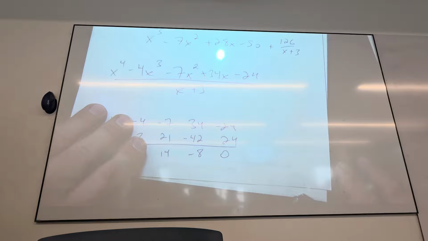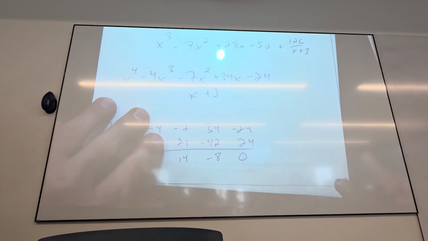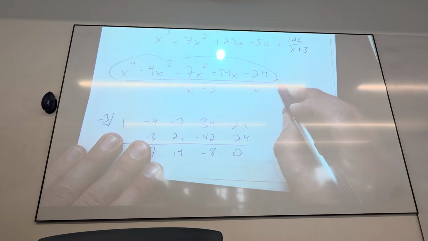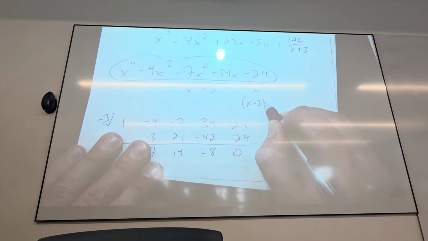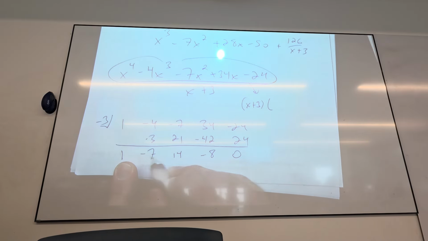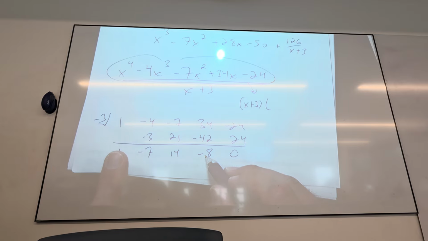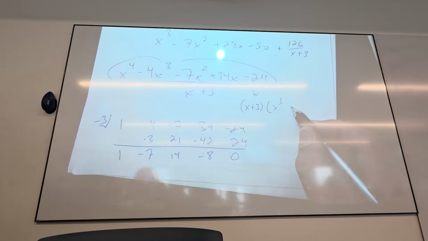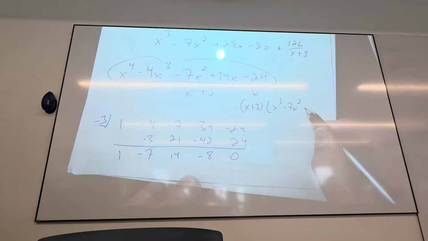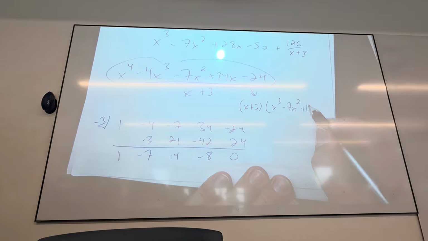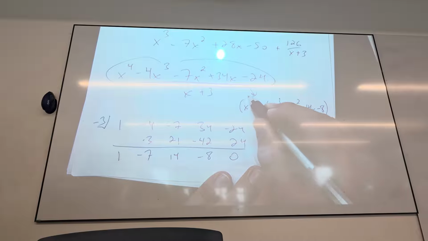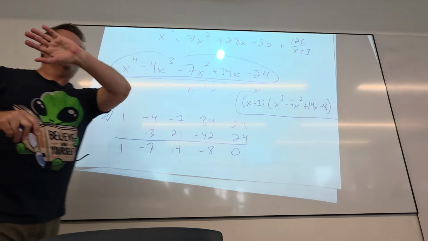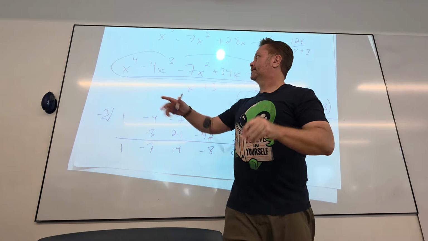So what did we just discover? We just discovered that this can be factored as x plus 3 times, and what is all this here? What is this? x cubed, good. Minus 7x squared plus 14x. We have factored this thing, which before today, we could not do. There's no way we could have factored this.